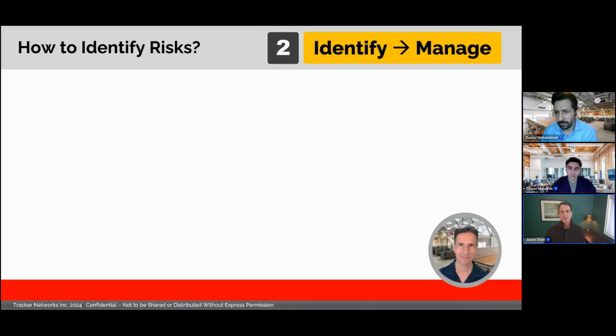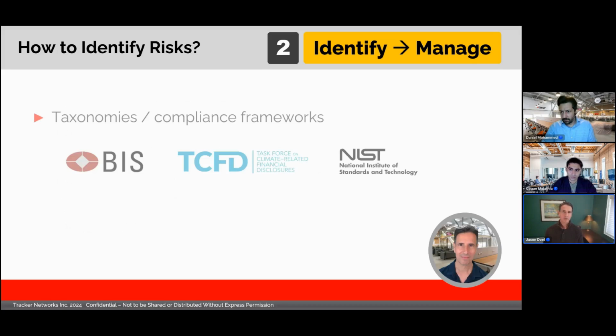So how do we identify risk? I mean, this is a question we get asked a lot. How do I know which risks to track and to put into my risk register? How do I identify new risks and make sure I'm not missing anything important?